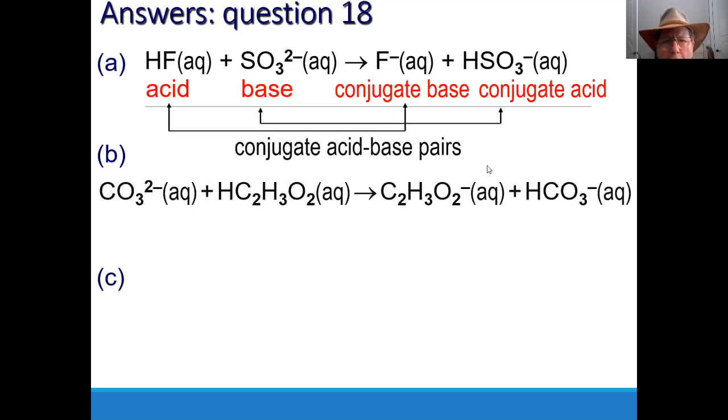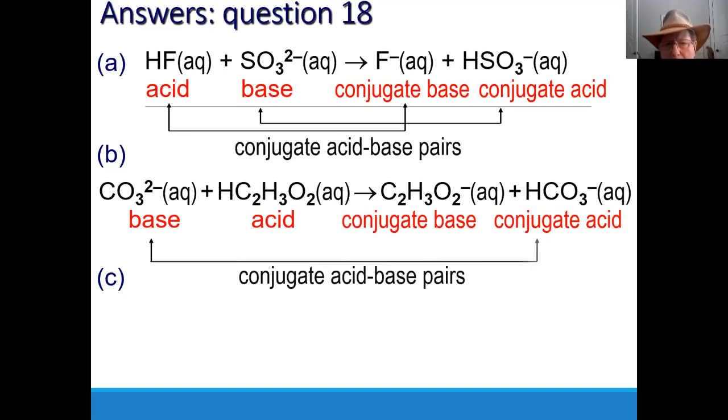So I've got to look over at my product side. Benita, which one of these two can donate a proton? HCO3 minus. So that is going to be my conjugate acid. What is my conjugate base? The C2H3O2 minus. Exactly. My HCO3 minus is linked with my CO3 2 minus. Conjugate acid is linked with my base. My acid is linked with my conjugate base.